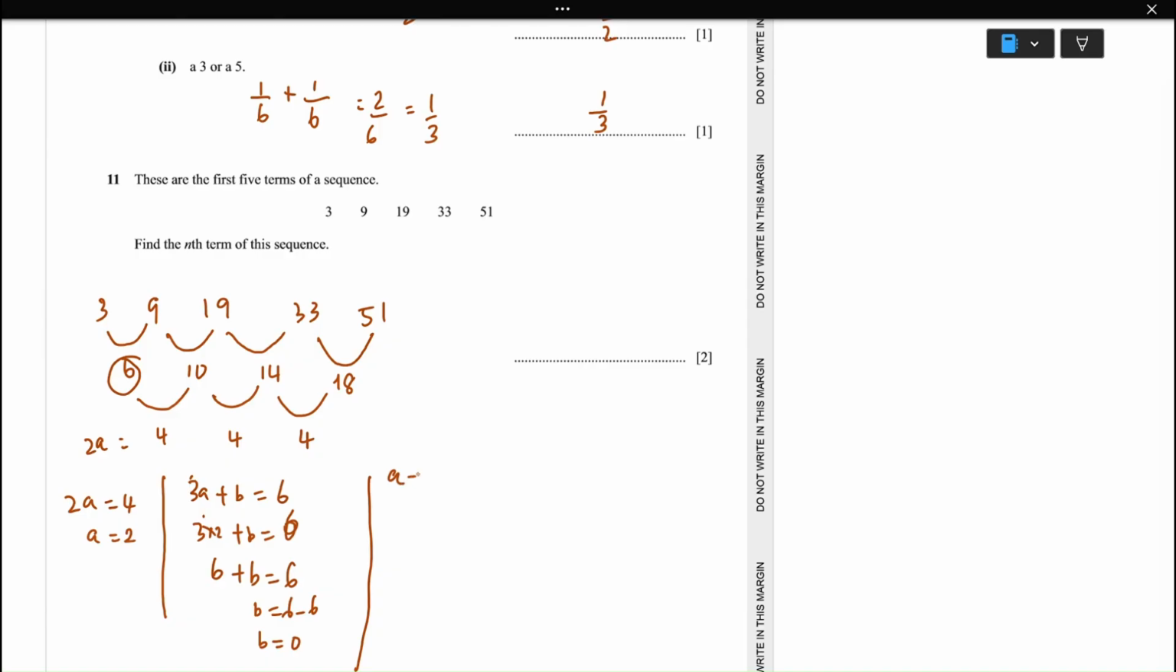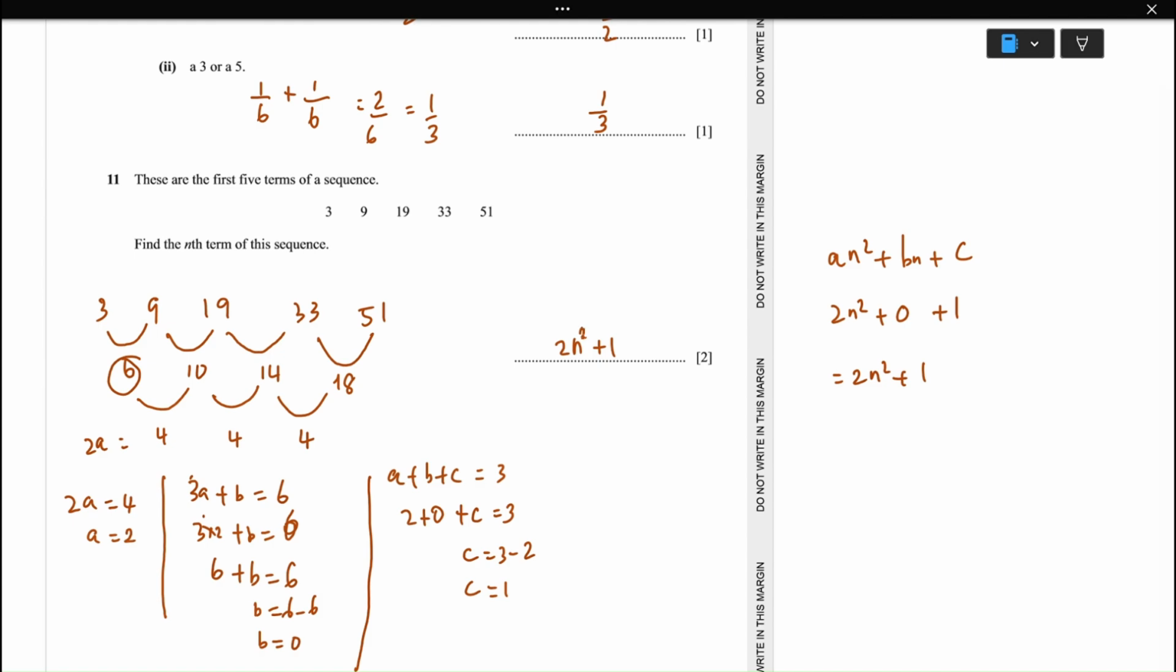Next is the last one: a plus b plus c equal to the first given number. So a is 2, b is 0, plus c is going to be 3. So c is 3 minus 2, c is going to be 1. So we know the quadratic sequence is going to be a n squared plus b n plus c. Here in a's place we have 2, so 2n squared plus b's place 0 plus c's place 1. So finally 2n squared plus 1. The final answer is 2n squared plus 1.